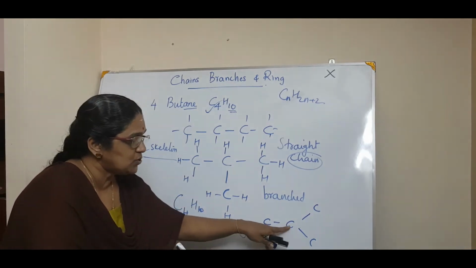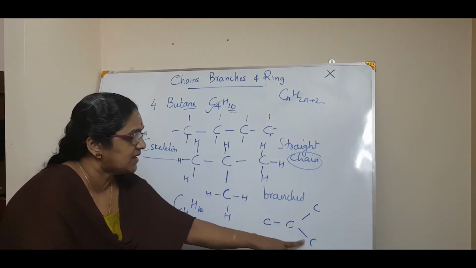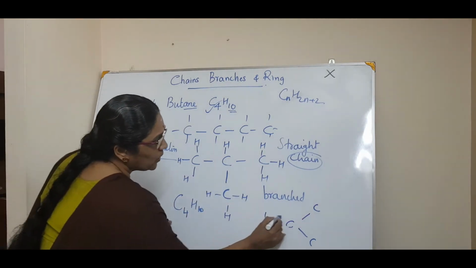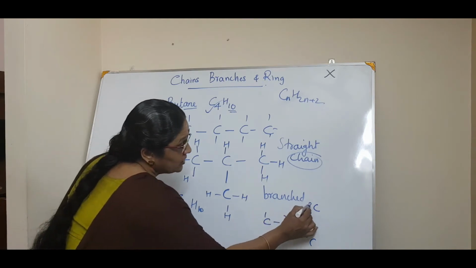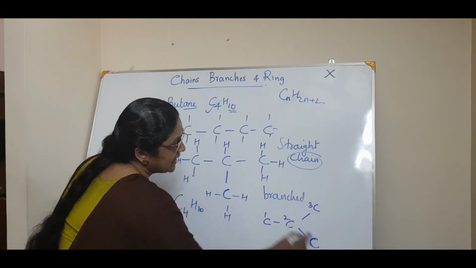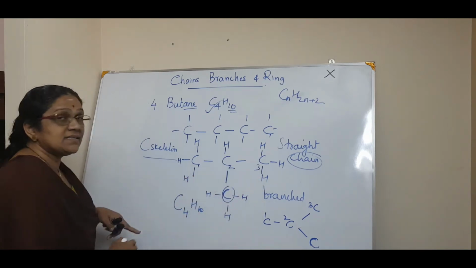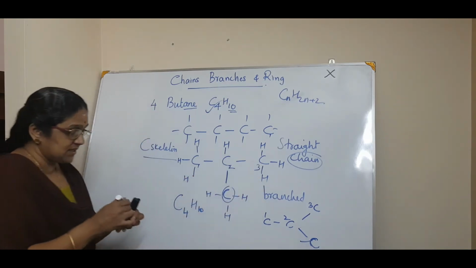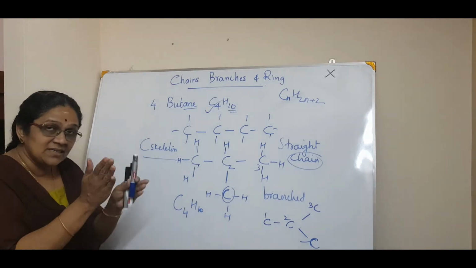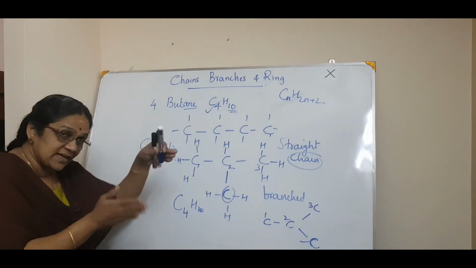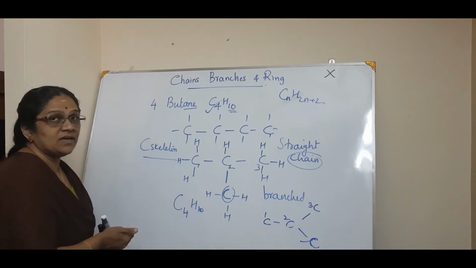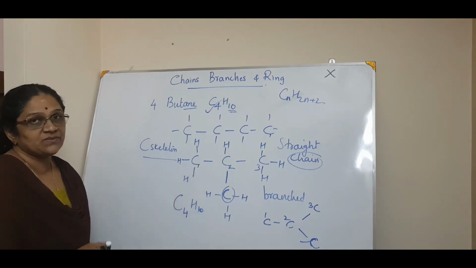So 1, 2, 3, and at the second carbon atom, there is a branch. See, here also 1, 2, 3, in the second carbon atom, there is again a C. Here, 1, 2, 3, second carbon atom, there is again a C. The same thing. Just in the textbook the angle is different, that's all. If you put that straight, it will be like this. This is to make it easy to study, that's all.